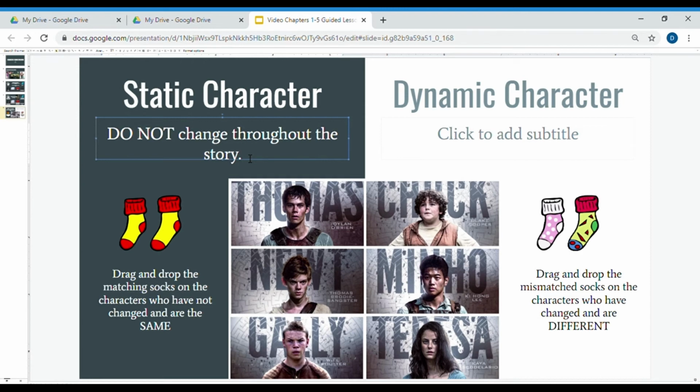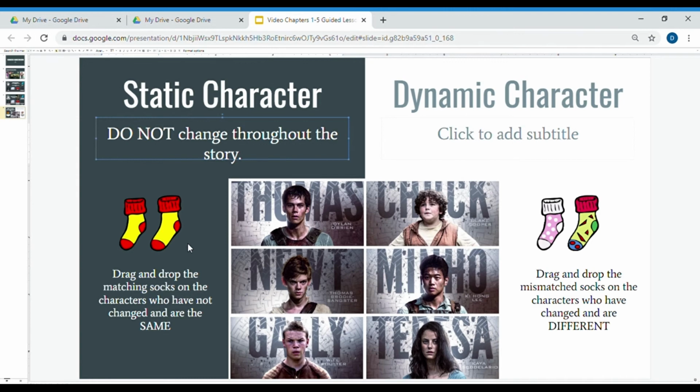So some examples of static characters are, we're going to drag and drop the matching socks because we've got the Maze Runner, so they need socks for their shoes, and these are going to be a visual for characters who have not changed and they're the same, so the socks match.